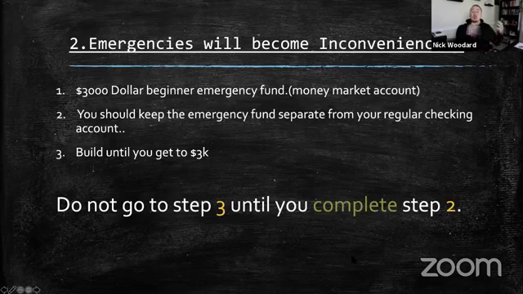Step 2, you should keep the emergency fund separate from your regular checking account, because you don't want to accidentally spend that money. You don't want to touch that money. This has to be money that you are constantly building. And then step number 3, build until you get 3,000. Don't stop. And again, if you borrow, you must pay back. If you have to go dig in there to take care of something that takes place in your home or your vehicle or whatever the case may be, make sure you put it back. And then the most important part, it says do not go to step 3 until you complete step 2. So until you hit that $3,000 mini emergency fund, do not go to step 3.